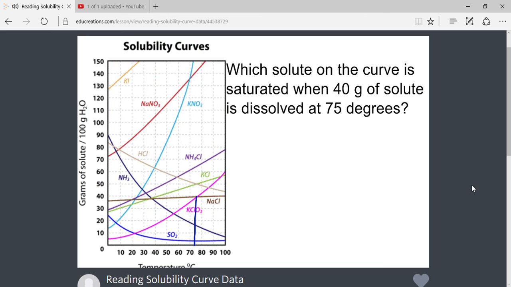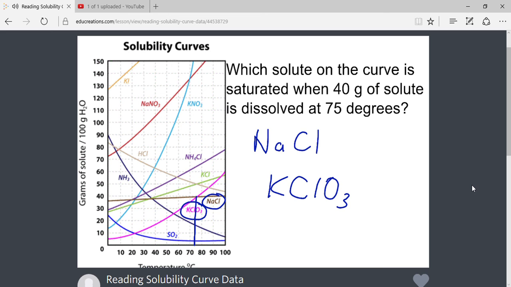The two chemicals in this case would be sodium chloride, NaCl, and potassium chlorate, KClO3. Each of these would be saturated when 40 grams of solute is dissolved at a temperature of 75 degrees. Recall, the condition of saturated means the maximum amount dissolved at a specific temperature. Conversely, the condition of unsaturated simply means there is room to dissolve more solute and has not quite reached saturation yet.